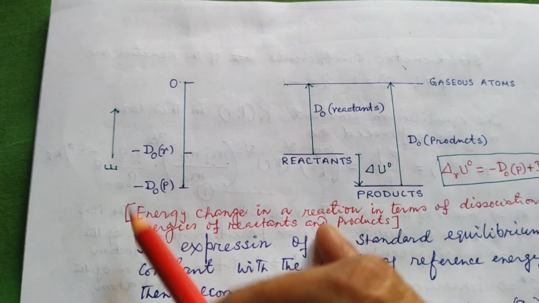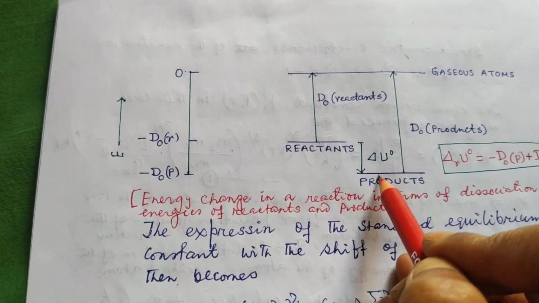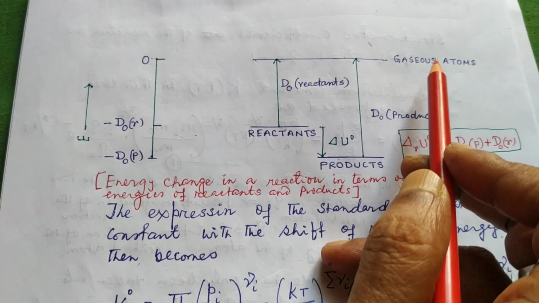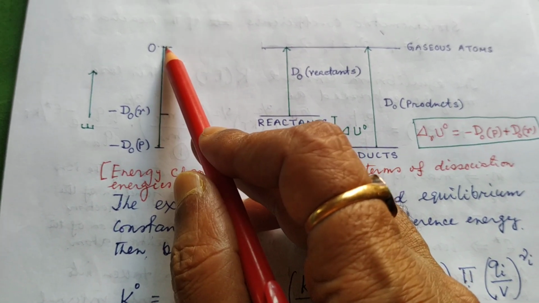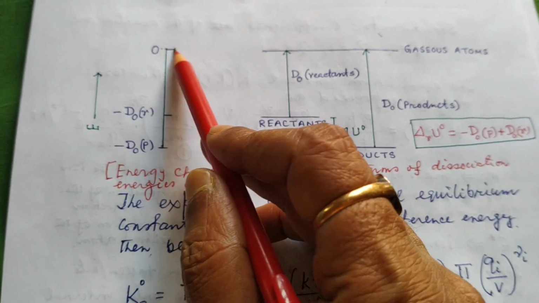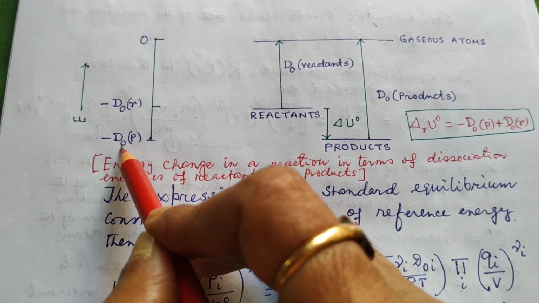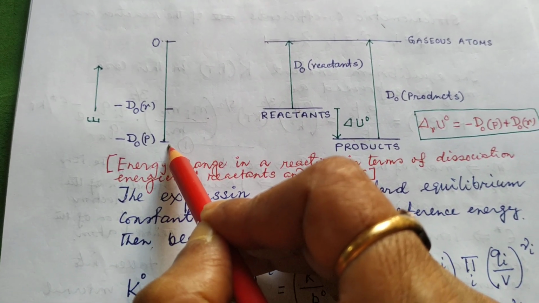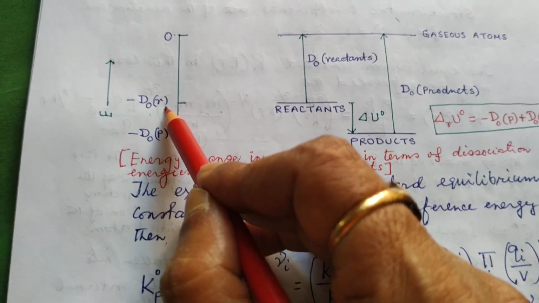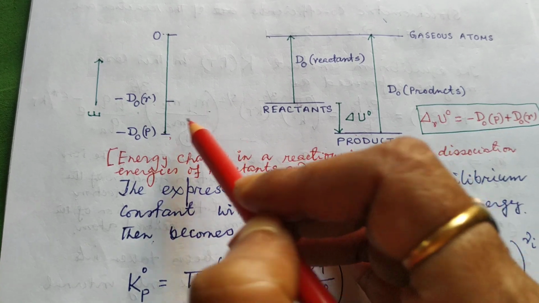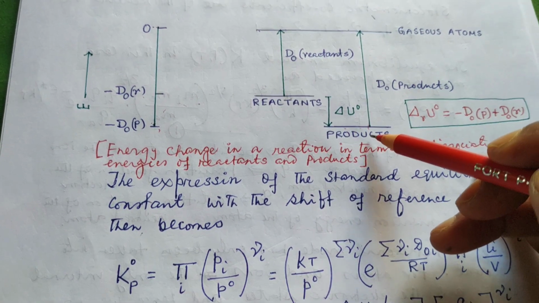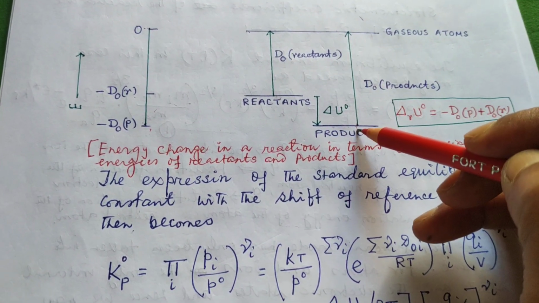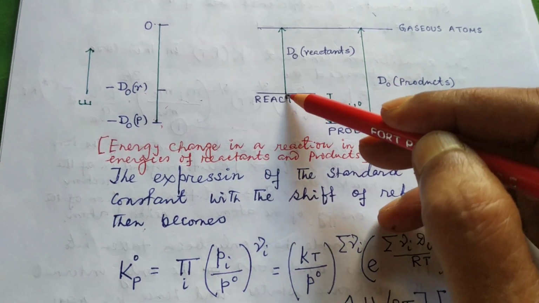Just go here. This is the energy axis. This is the product, this is the reactant, and this is the gaseous atoms. This is the dissociation level, so this is the zero energy level, both for the product and for the reactant. Now this is minus D0 product, and this is minus D0 reactant. So this is the dissociation energy of the product, and this is the dissociation energy of the reactant.